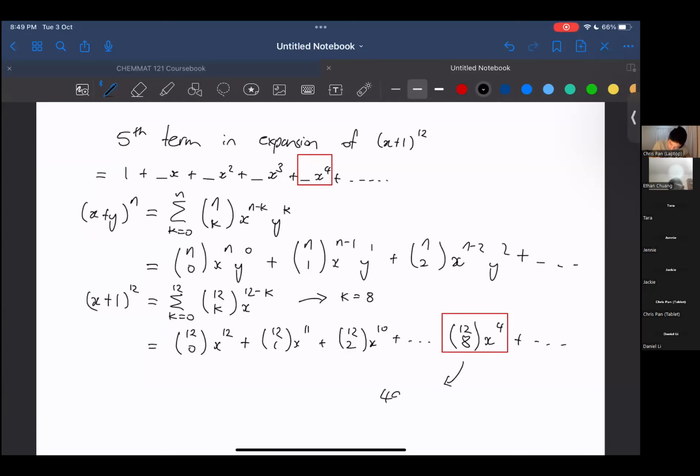Then this is 495x to the 4. Okay, so that's how the binomial form is going to work. Although I wouldn't say that one is hugely important, but I think it was more useful for school, like curriculum maths.